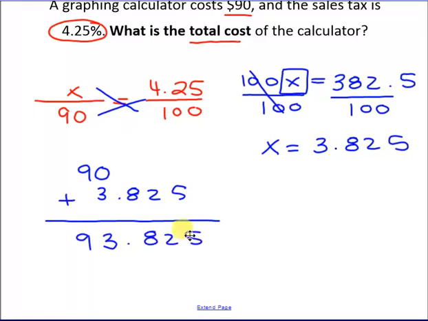93.825. Now, when I have money, I can only have money up to 2 spots after the decimal. You cannot write money with 3 spots after the decimal. So this 5 is going to tell this 2 to go up. So my total cost is $93.83.